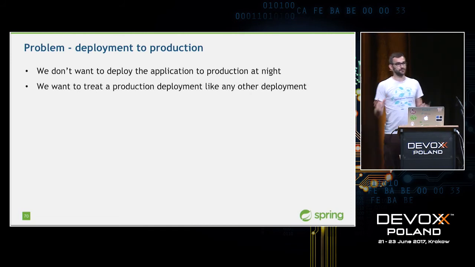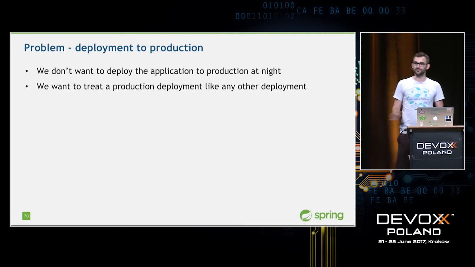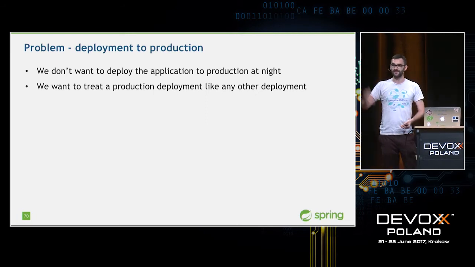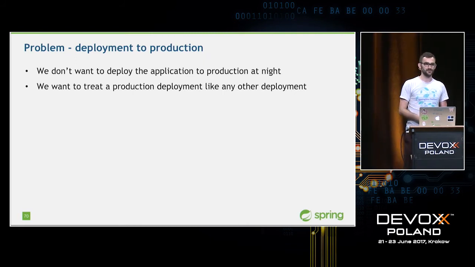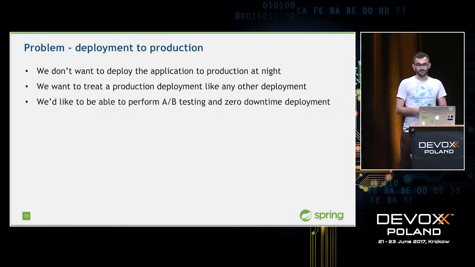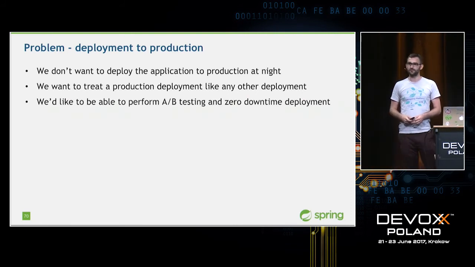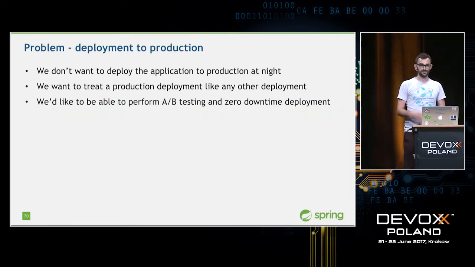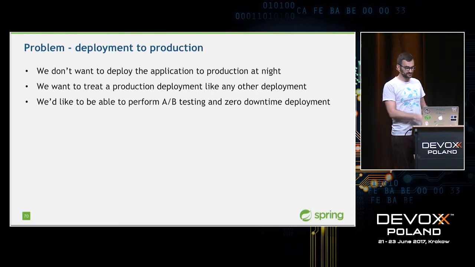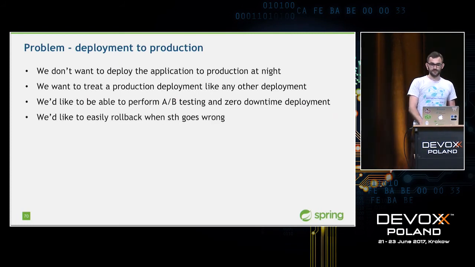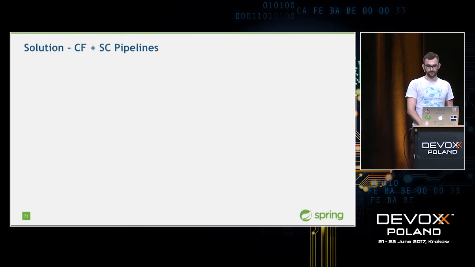We would love to treat a production deployment like any other deployment. We shouldn't be celebrating with champagne: oh, we've made the first deployment within a year. You should be doing that automatically. You should even forget about the fact that we're doing deployments. And we'd like to do A/B testing with zero downtime because that way we will be less scared, right? Because we always have the old instance that is working. So we would like to easily roll back if something goes wrong.